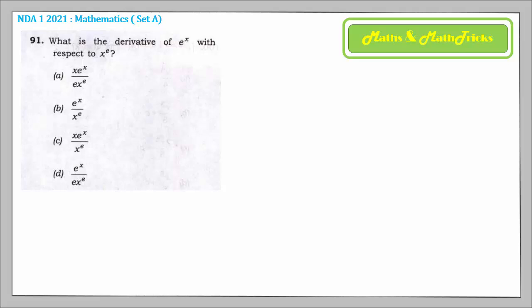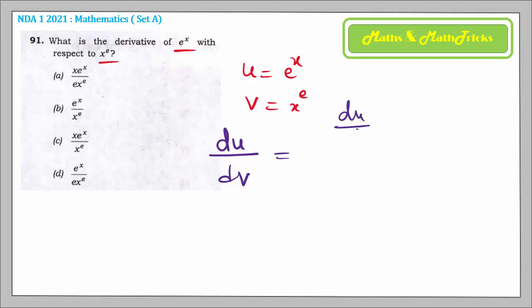Here they ask you the derivative of the function e to the power x with respect to x to the power e. So let us say the first function to be the u function and the second function to be the v function. Then according to the question, you are asked to differentiate u with respect to v. And as per the concepts of parametric functions, you differentiate this as differentiate u with respect to x whole divided by differentiate v with respect to x, right?